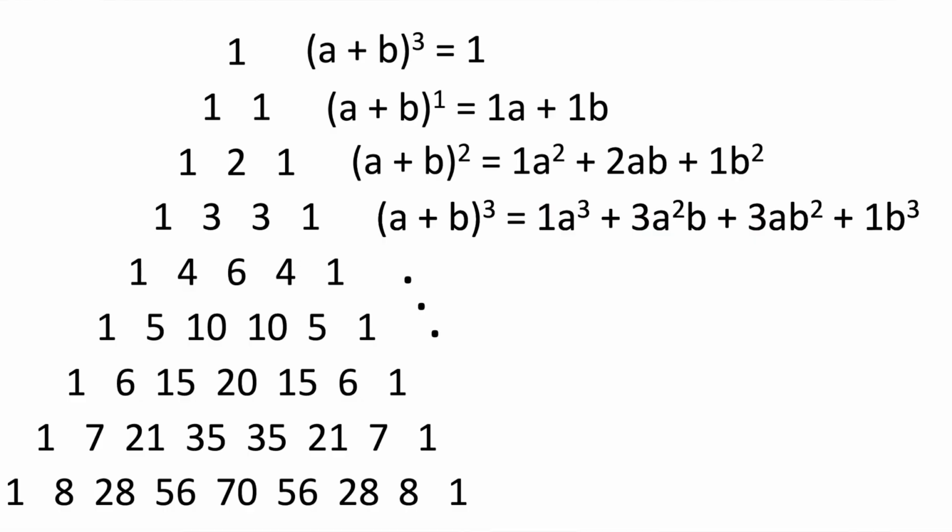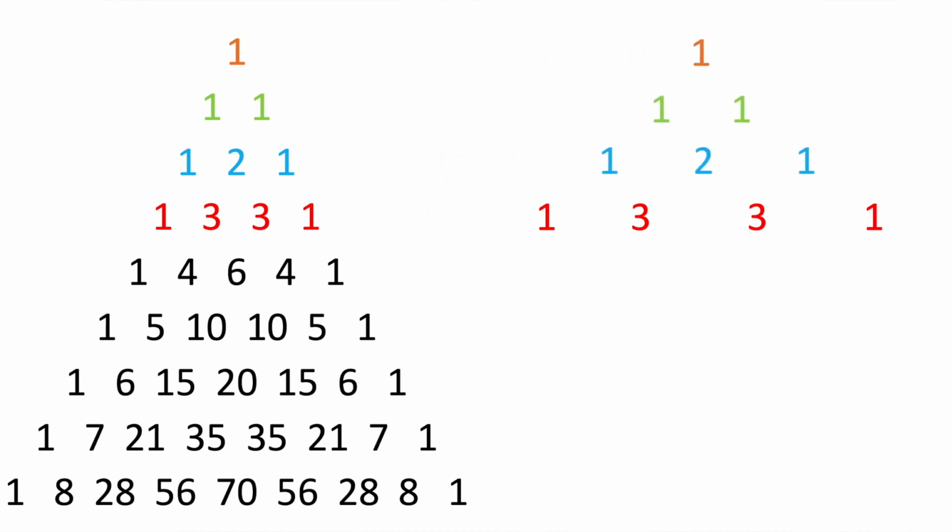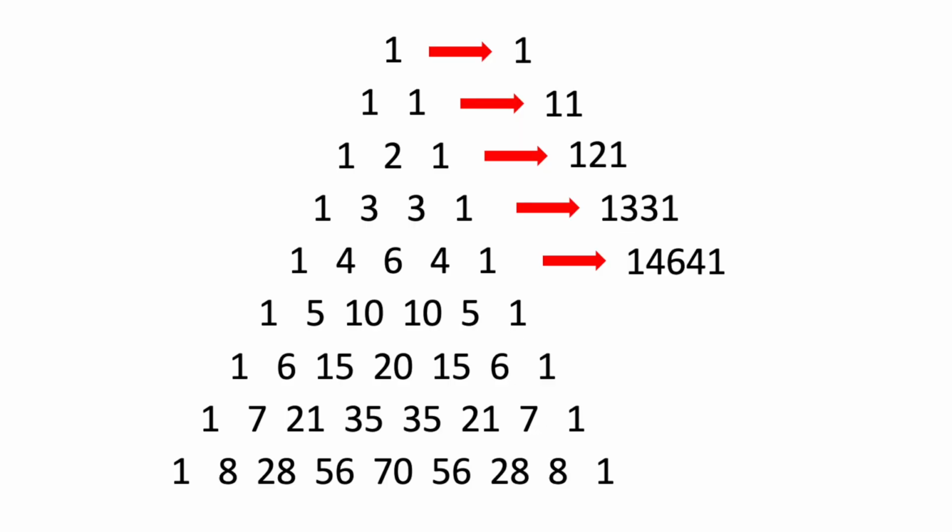So let's take these two now and compare them to two rows of Pascal's triangle. And as it turns out, the coefficients of the terms match up with the rows of Pascal's triangle. So this is really useful when you're trying to expand out higher order binomials. Now, let's just read the rows off from left to right. Do these numbers look familiar?